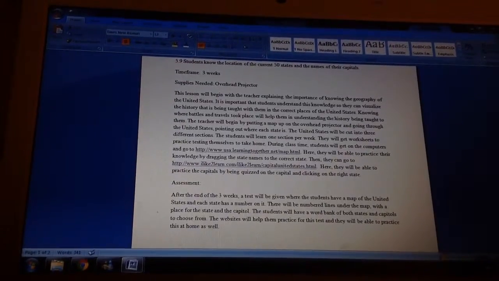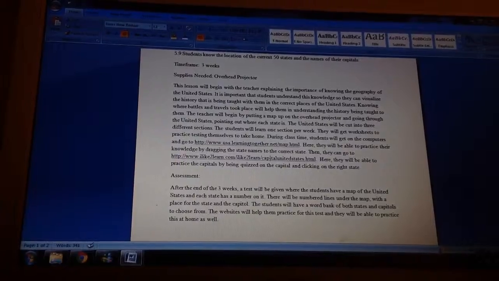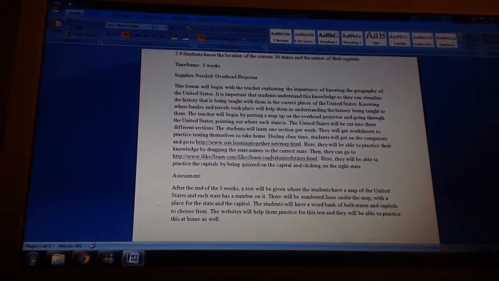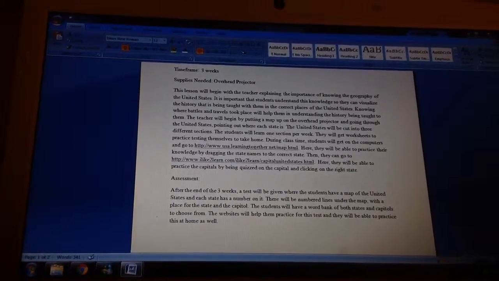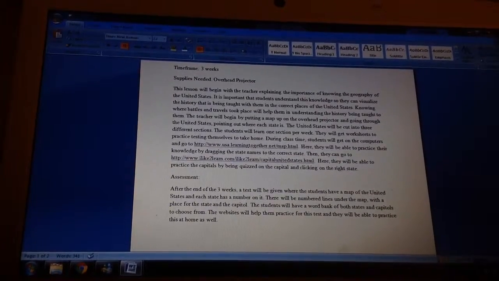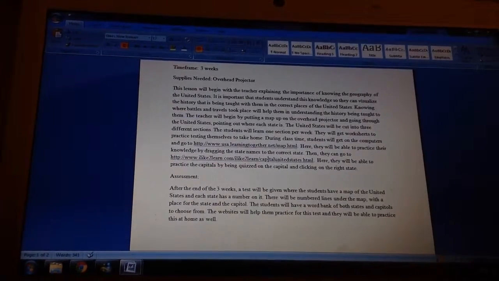So after the 3 weeks, after practicing those things in class and at home, I was going to have an assessment, and it pretty much would look a lot like the worksheet that they were taking home to practice with. It would be a blank United States.